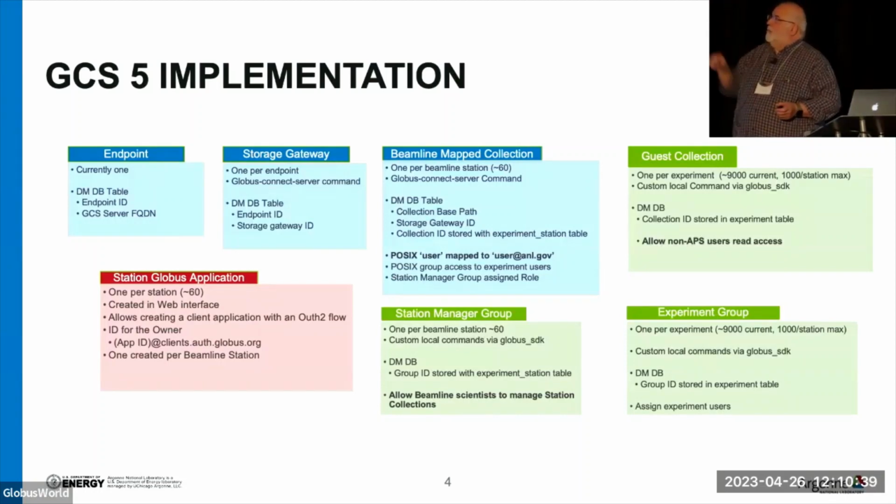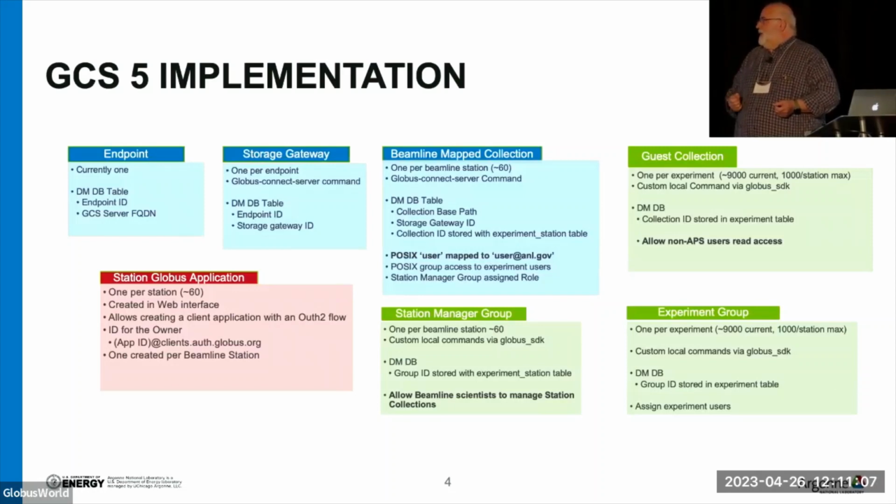We would have one beamline map collection per station. We'd have a guest collection possibly for every single experiment. For sharing the data, that's not absolutely necessary. People that are in our database could get access through the map collection. But as I said, to share outside, the guest collections are helpful. And also for some of the other features of Globus, the guest collections are useful.